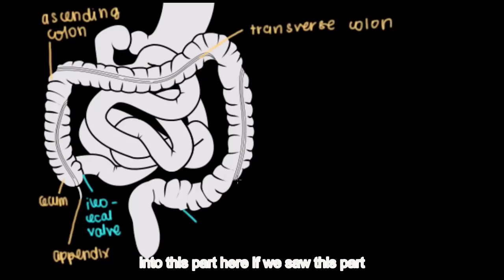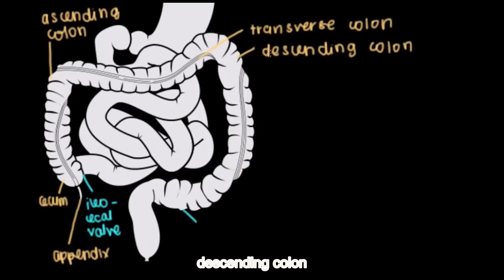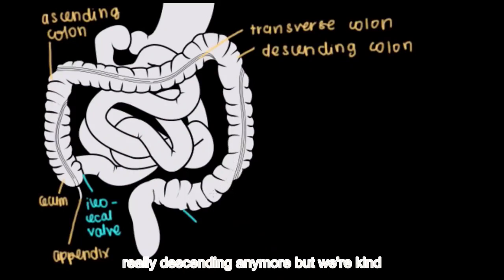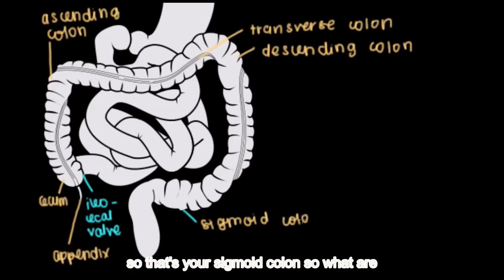And then next we'll get into this part here. If we saw this part ascending, then I guess we could call this part the descending colon. Great names here. Great names in the large intestine or the colon. This is the descending colon. So the descending colon does what it says. It descends. And then the last part of our large intestine, where we're not really descending anymore, but we're kind of flipping around like this. We're going upwards. You see sort of an S shape sometimes. There's an S shape that occurs. And so this last part is called the sigmoid colon. Sigmoid because it's got an S shape to it. So that's your sigmoid colon.